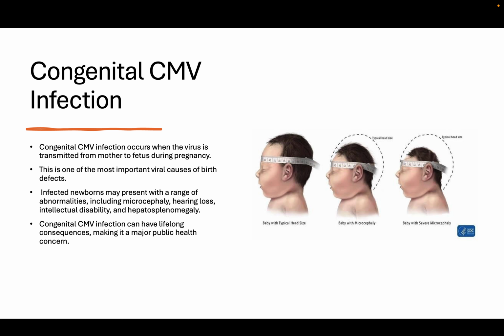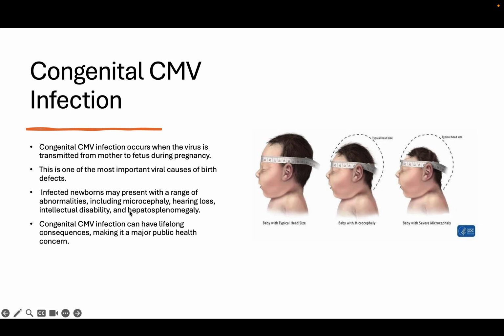But one thing CMV does is cause congenital infections. Mothers can pass on CMV to their kids, and this can be extremely dangerous because if CMV is transmitted to the baby, it can cause a lot of congenital defects. Specifically, we call this microcephaly, where the head of the baby is not properly developed. It's under the typical head size, and this can cause many different issues later during the child's development.